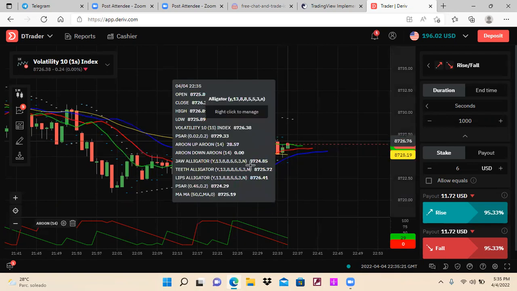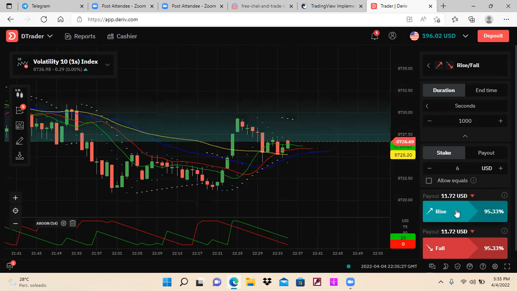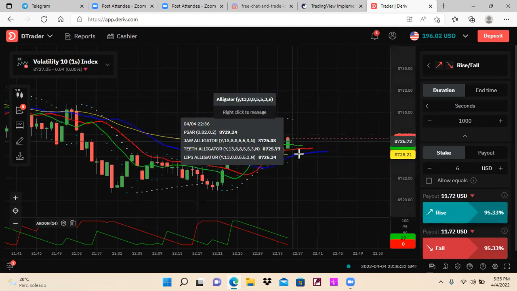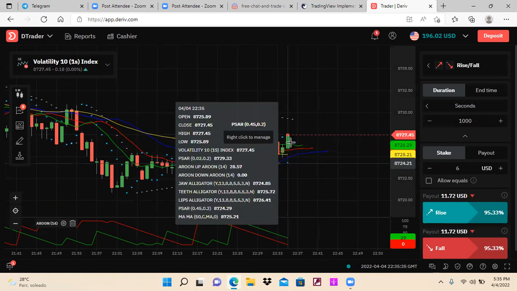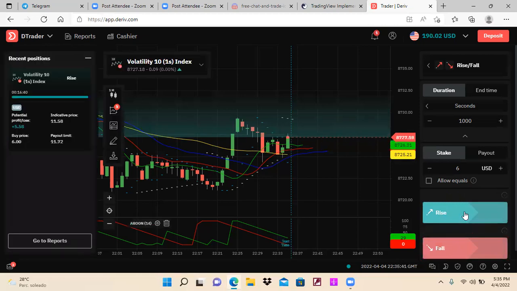So as long as the candles are above our green line, we can always position for a rise. Like what we're seeing, that is happening now, okay? Now we have a parabolic below, it means that price could continue to push up. So let us just press this trade to go up.